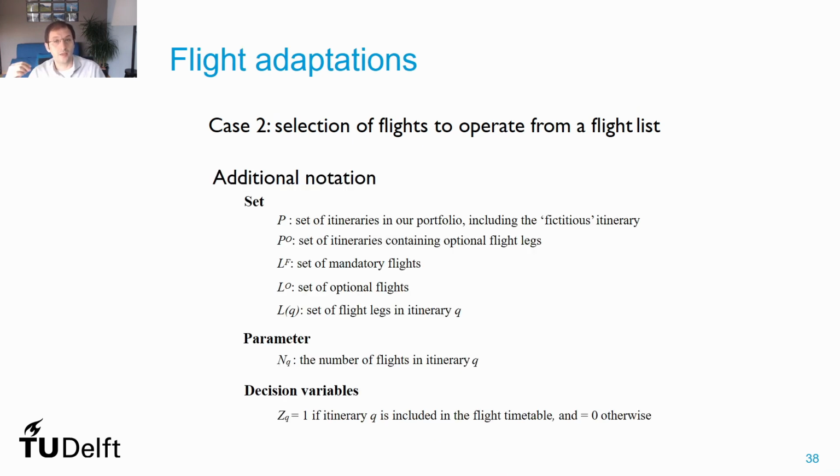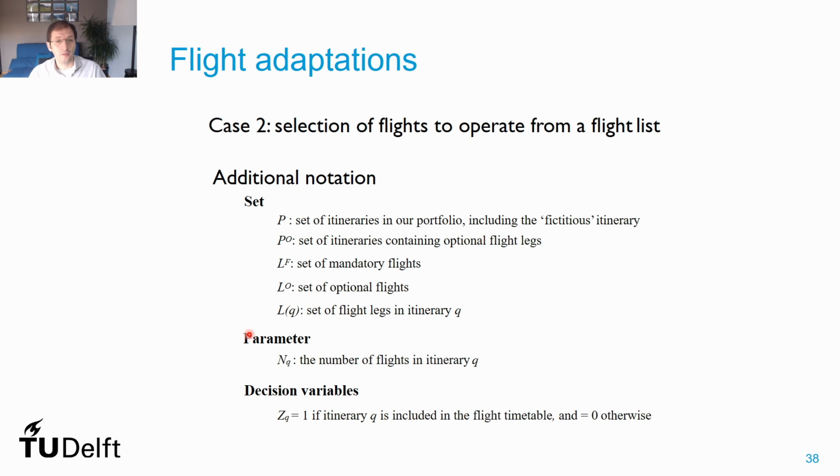Following this logic, we need to extend our notation. So we do need to have the sets mentioned before, that is the set of mandatory and the set of optional flights. In addition, we need to model the passenger itineraries because they are affected by the addition or removal of our flights. So we consider now the set P of all itineraries in our portfolio and PO as a set of itineraries which contain flights that are in our optional flight list. To capture this link between flights and itineraries, we also add a set of flights included in each itinerary q.